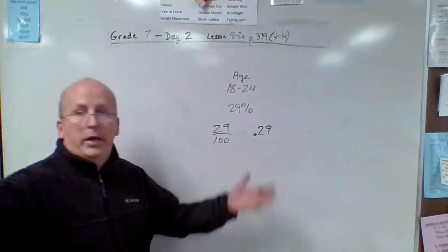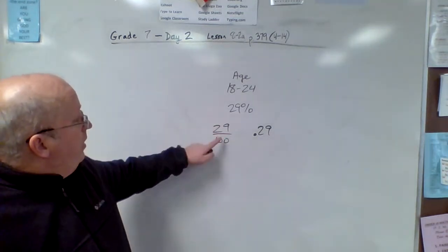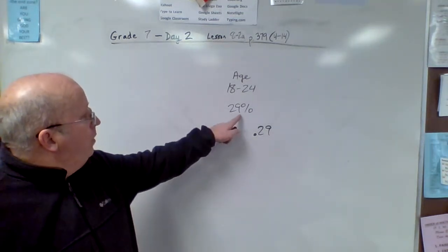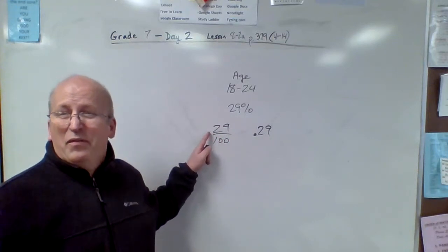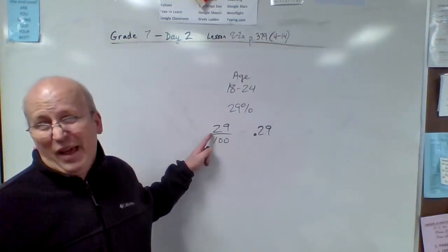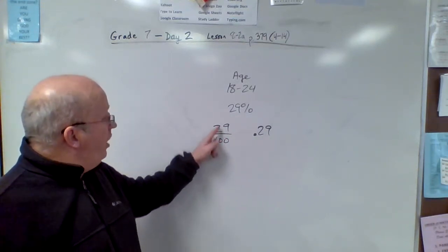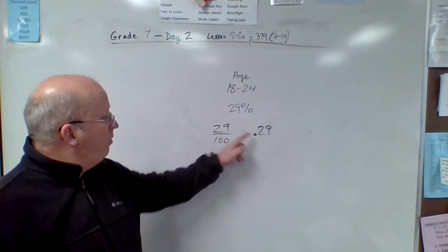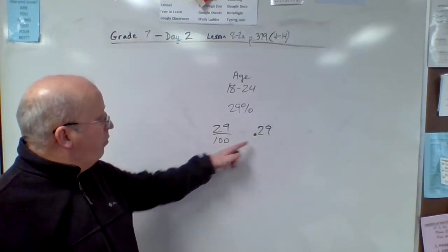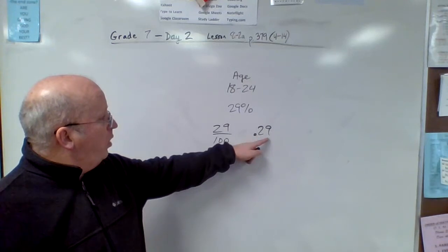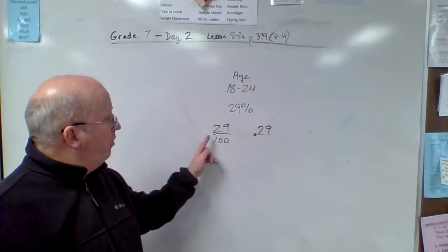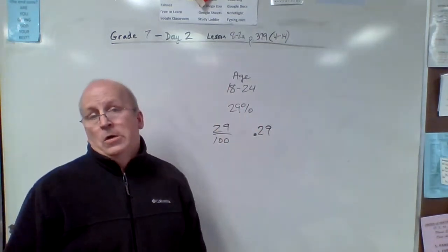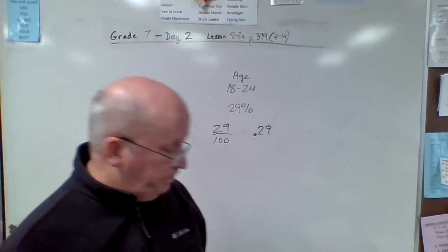Boom, done. Percent means hundreds. If this could be simplified, I'd simplify it, but in this case I don't have to. And then how do you change a fraction into a decimal? Well, in this case it's easy. Since it's hundredths, we fill the hundredth spot, 29 hundredths. So we're done. That's what they want you to do there.